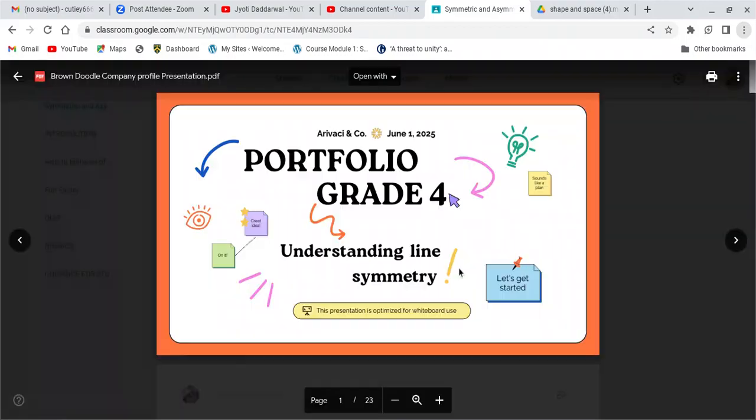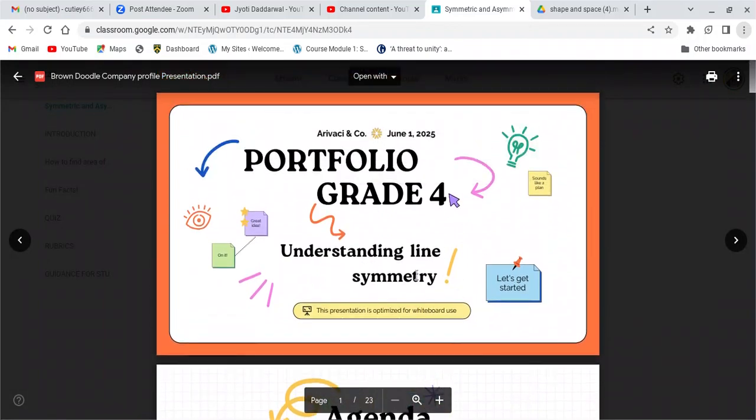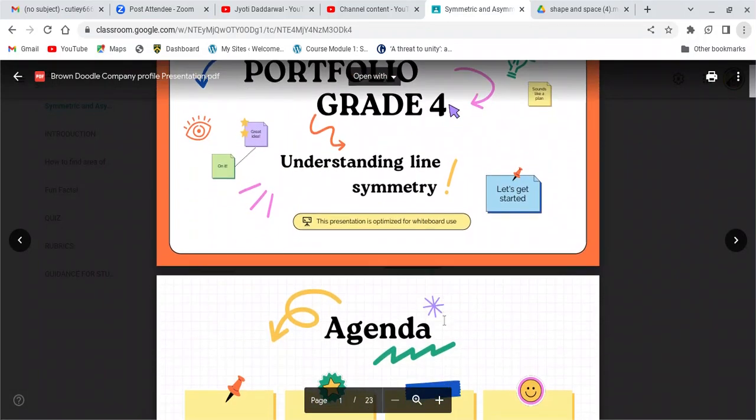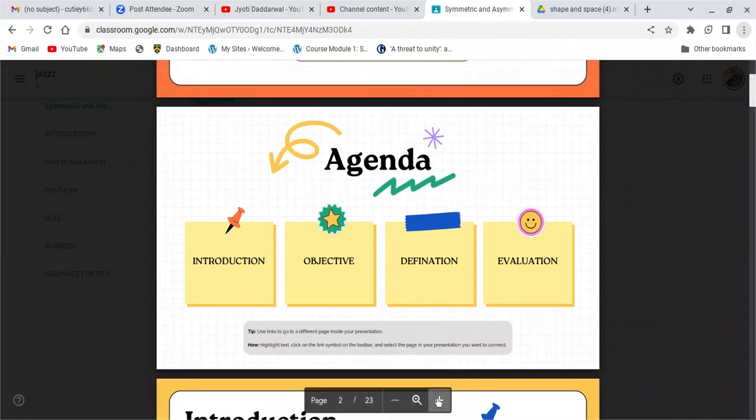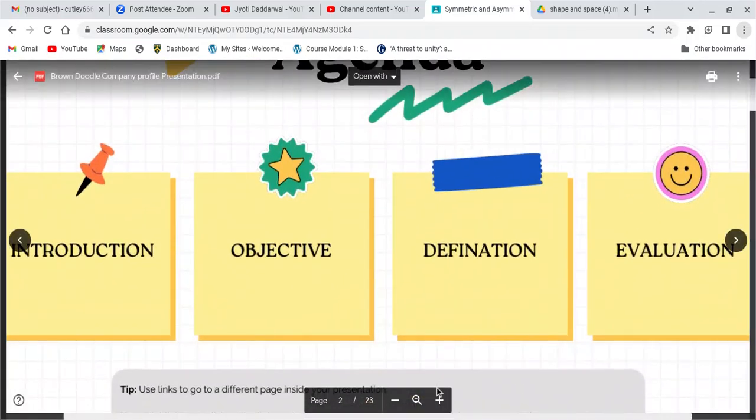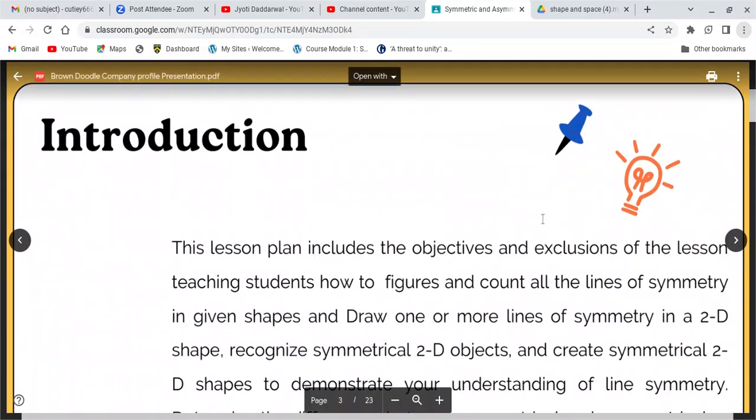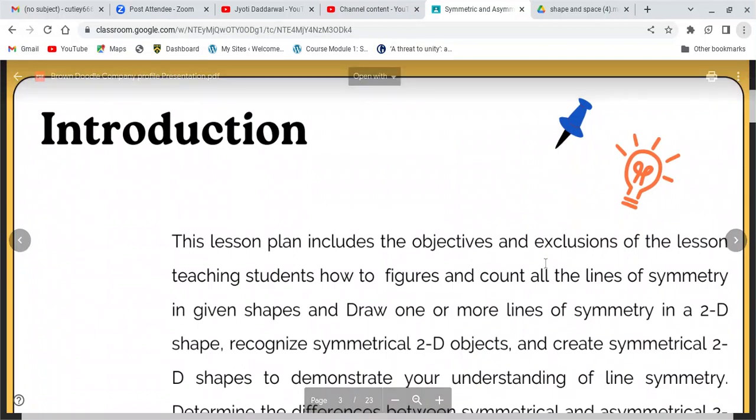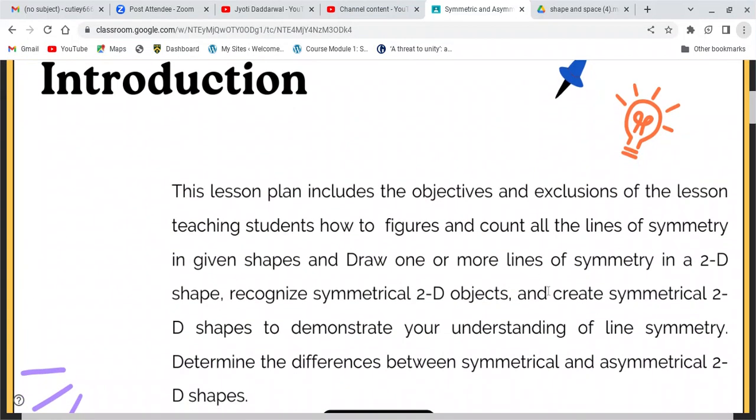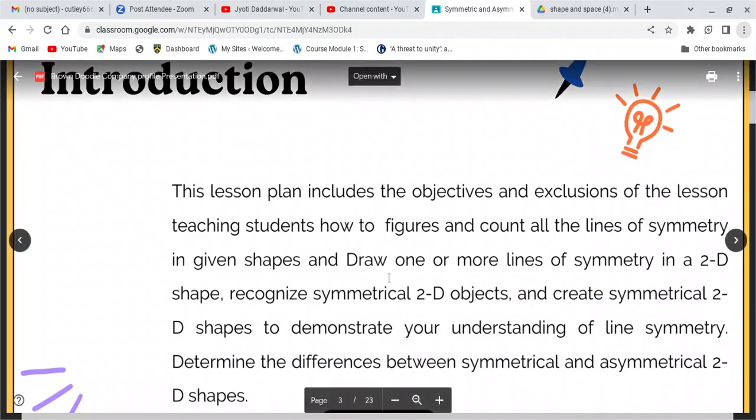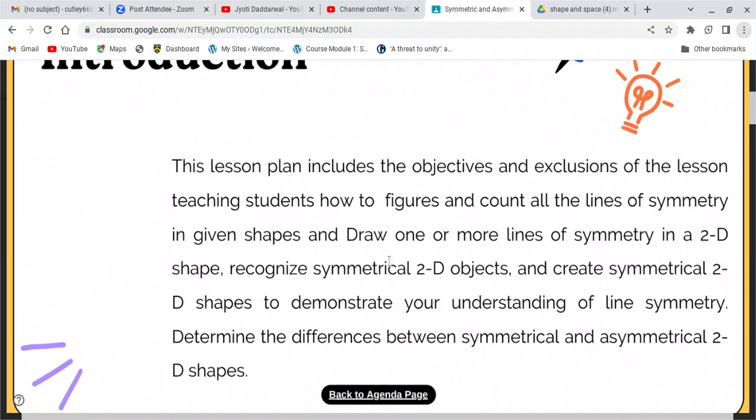Here I give them a PDF format also, in that I tell about the portfolio grade 4, then my agenda: introduction, objective, definition, and evaluation. This lesson plan includes the objectives and exclusive of the lessons, teaching students how to figure and count all the lines of symmetry, and draw one or more lines of symmetry in 2D shapes. This has been covered by my friend Shivali.